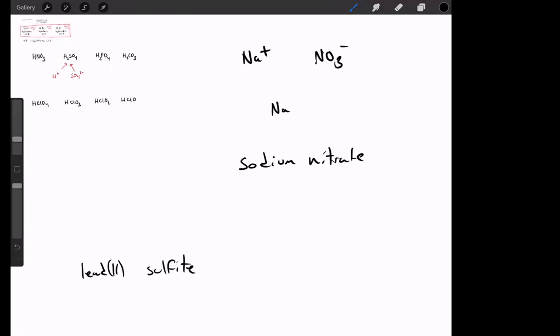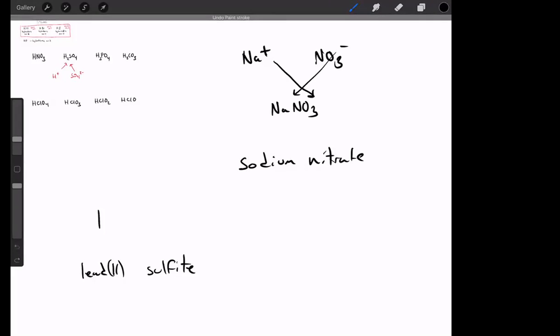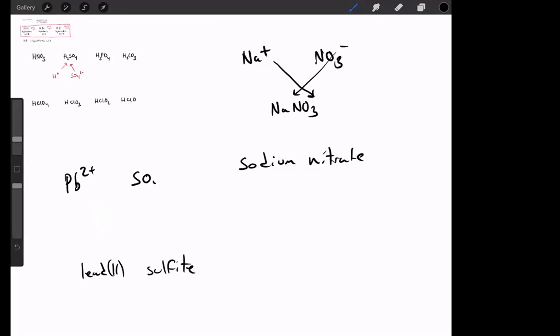I know that I'll need a sodium ion. I know that I'll need a nitrate ion. How many of each of these do I need? I need 1 and 1. The same thing would happen with lead 2 ion and sulfite. I would need 1 and 1. The only difference comes if we need 2.